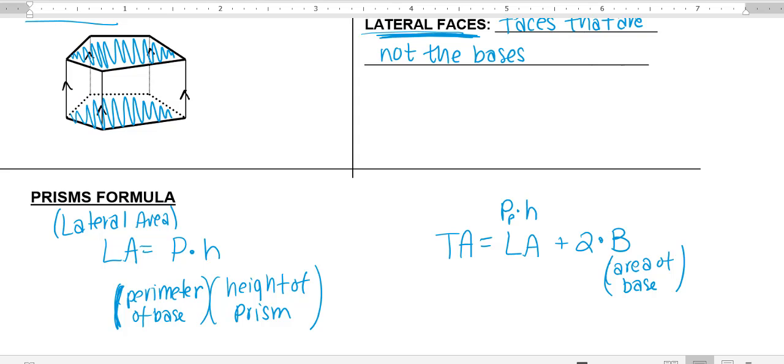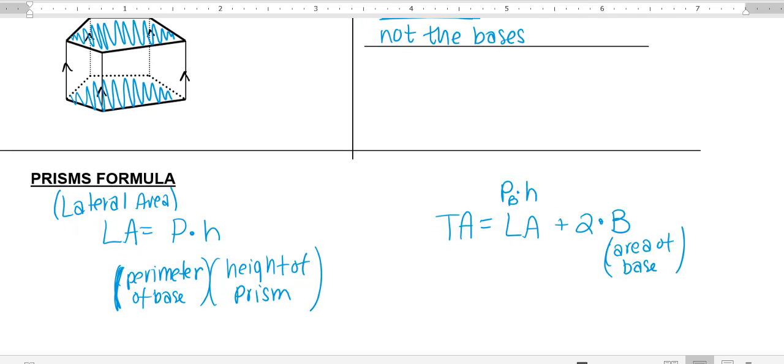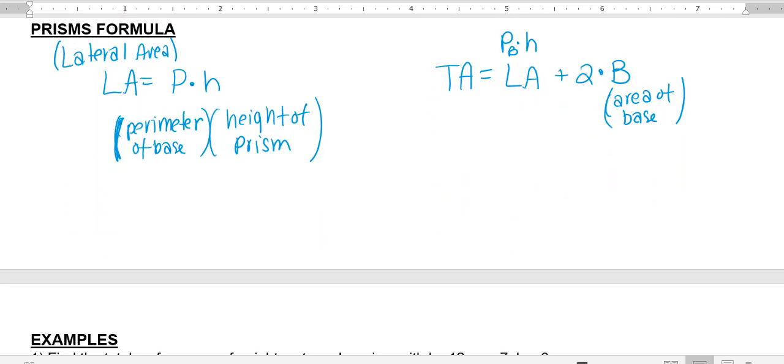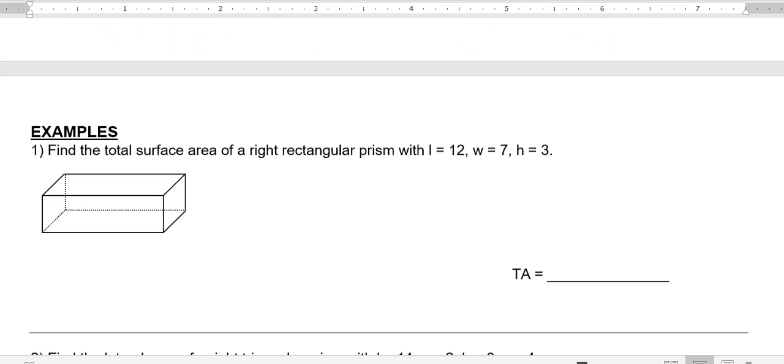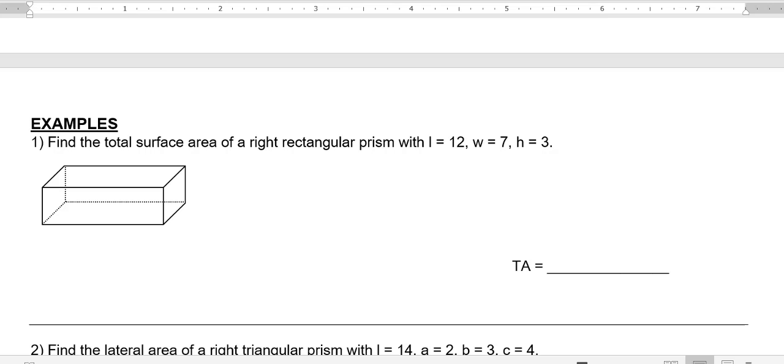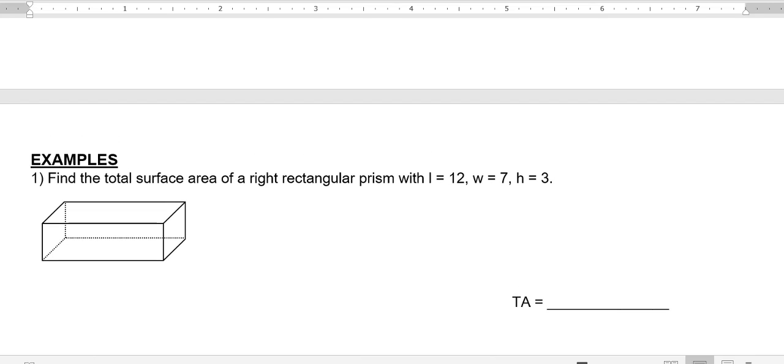Again, perimeter is perimeter of the base, and then height is the height of the prism. All right, let's try a couple of these on the back side. The first prism we have on the back side is this right rectangular prism. We're given our length, width, height as 3. Let's label this again because we want to create that nice visual.